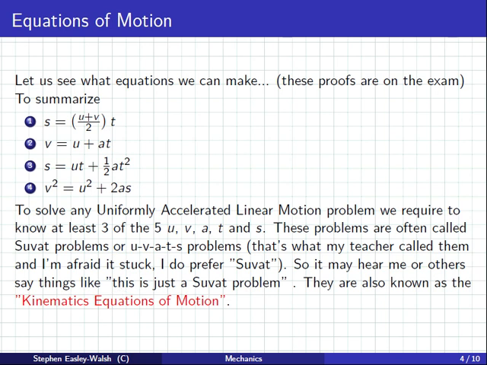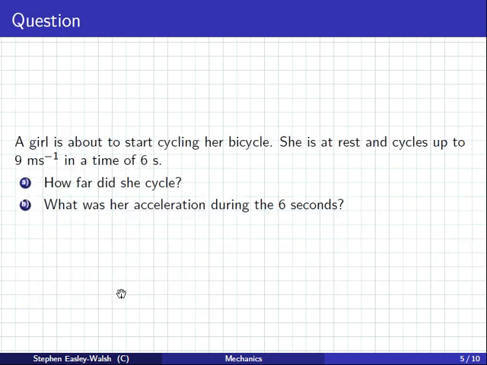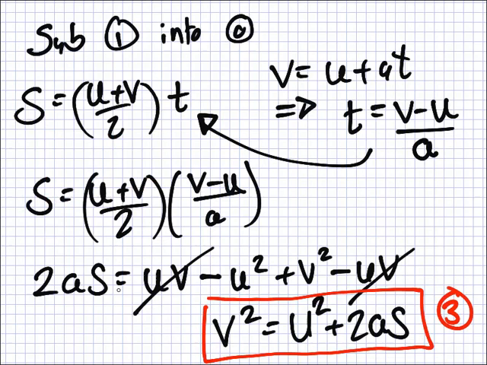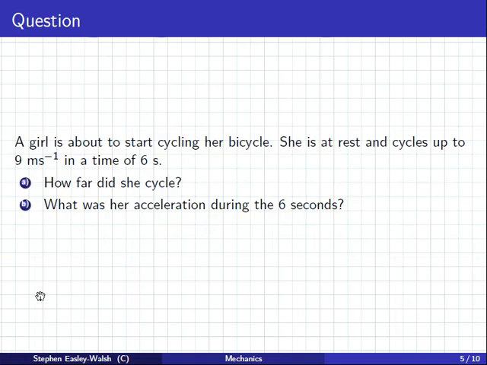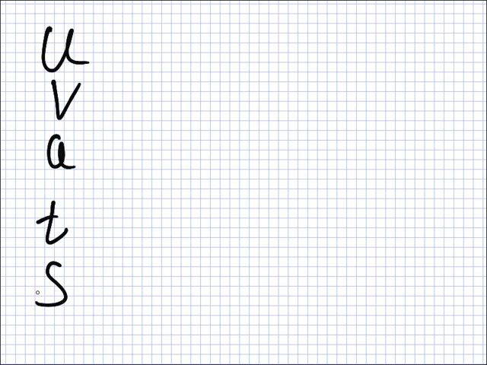You don't need to write anything down here, there's nothing important here. Let's have a look at our first example now. So, a girl is about to start cycling her bicycle. She's at rest and cycles to 9 meters per second in a time of 6 seconds. Together you can tell me what UVATS is. So, what's the first piece of information I give you? Just that it's from rest. So what does that mean? U is 0.